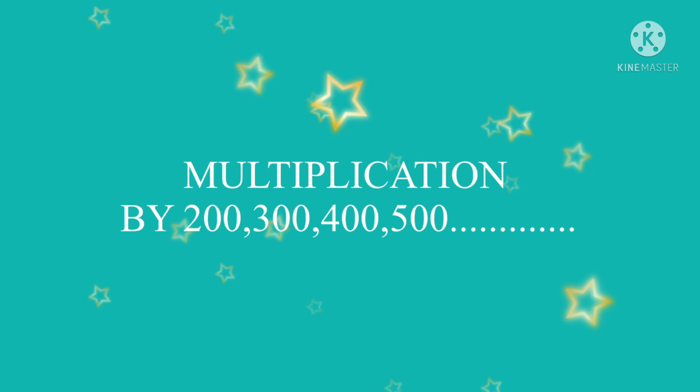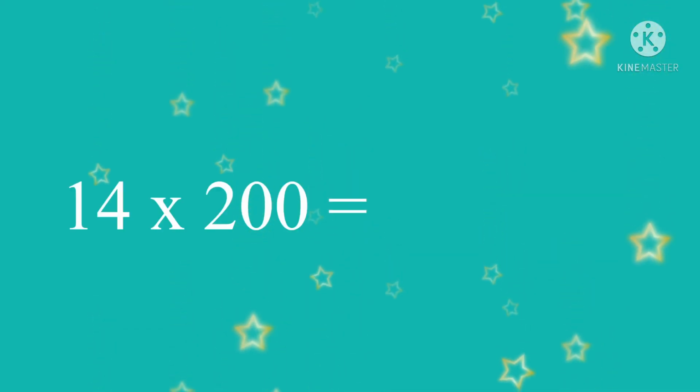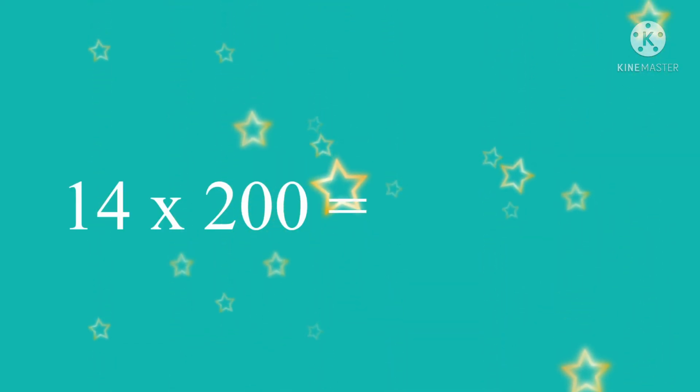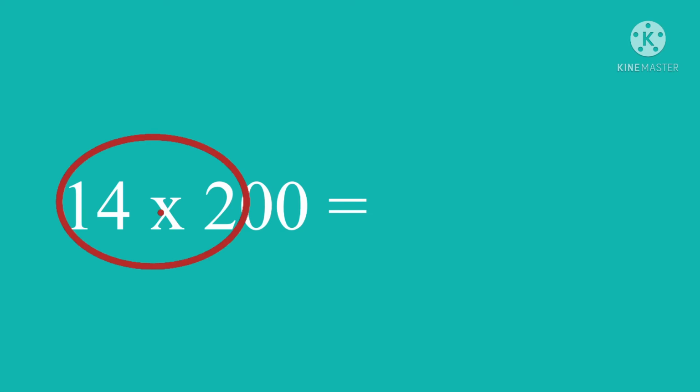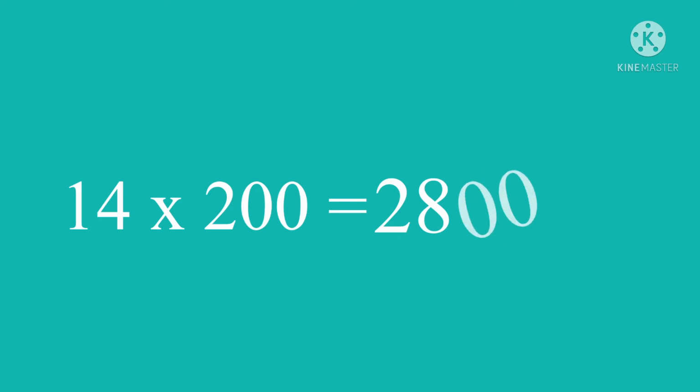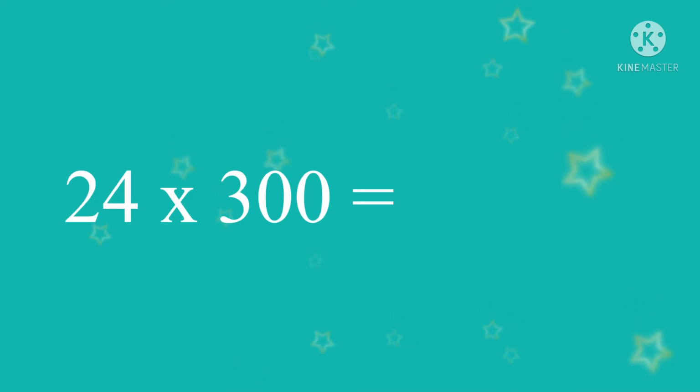Okay, let us take an example. Let us multiply 14 into 200. Now, first we have to multiply the numbers 14 and 2. And 14 into 2 is equal to 28. Now place the two zeros onto the right of the number. So we get the answer as 2800.